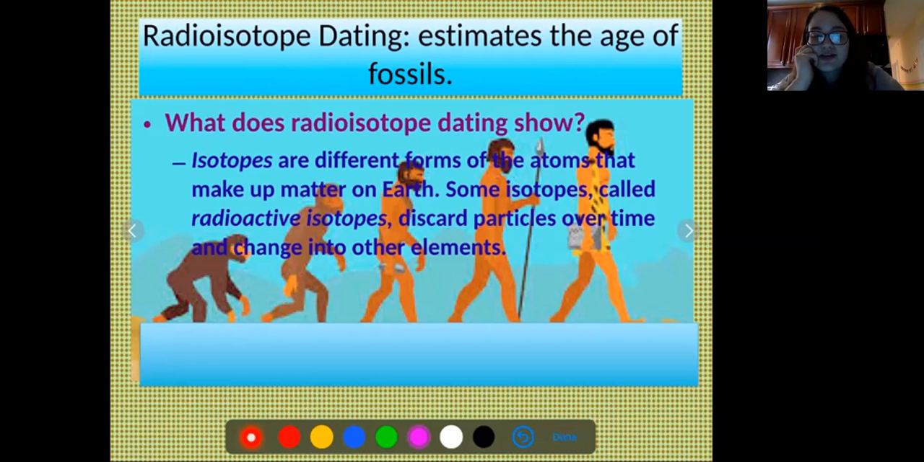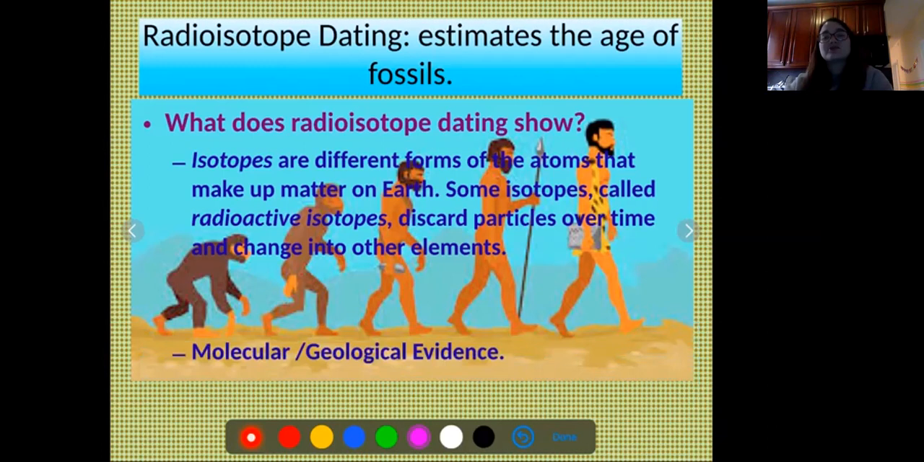So what type of evidence is this? Well, this is actually going to be two things, molecular as well as geological evidence, because we're looking at the molecules as well as the geological evidence that fossils bring. So we're able to look at how old those fossils are as well as how they fit within that evolutionary timeline, to see how things are similar and how they're different and really how they fit in this puzzle of life.